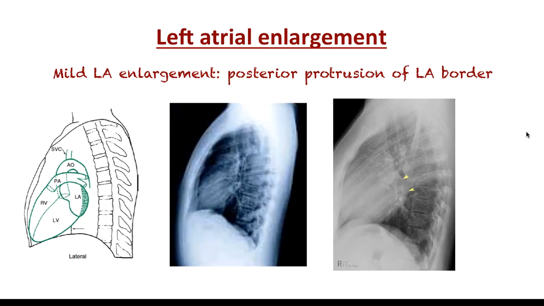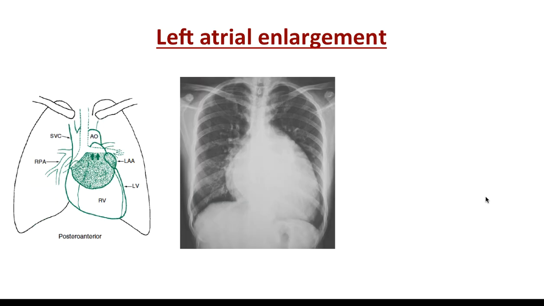If there is mild LA enlargement, it can only be appreciated on a lateral view by the posterior protrusion of the left atrial border, right? Like these yellow arrows. Normally the left atrium will not be protruded posteriorly, but in case of mild atrial enlargement, the first sign you will see is on a lateral view that it has protruded posteriorly. You may not be able to appreciate anything on a PA view, but if it further enlarges, then there are signs visible on a PA view as well. So these are the classical signs.